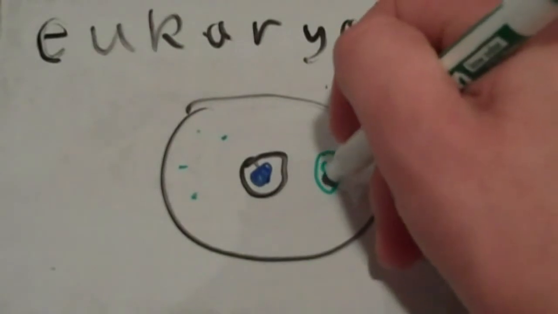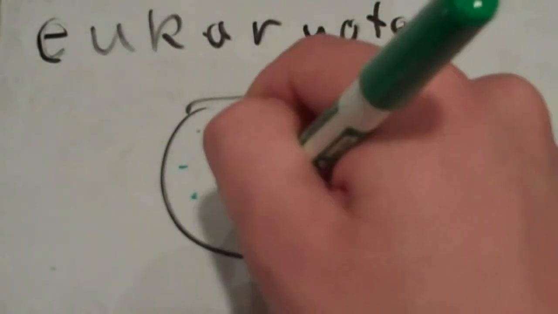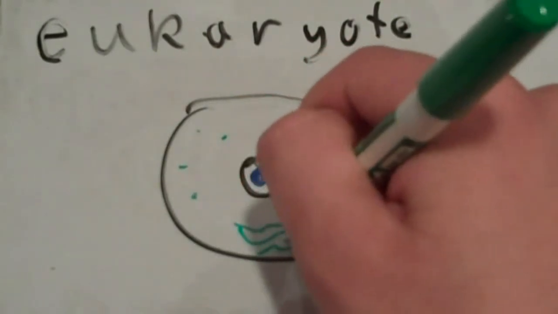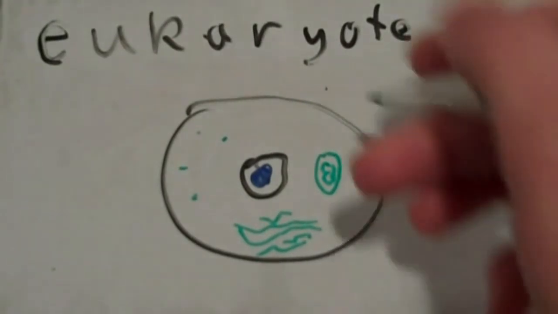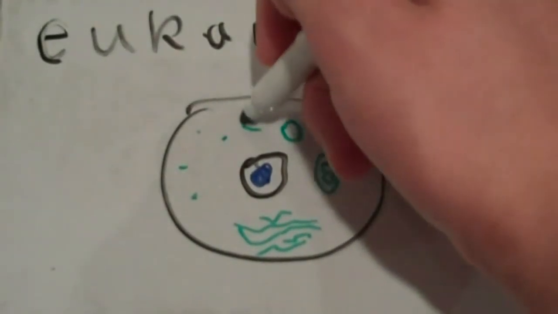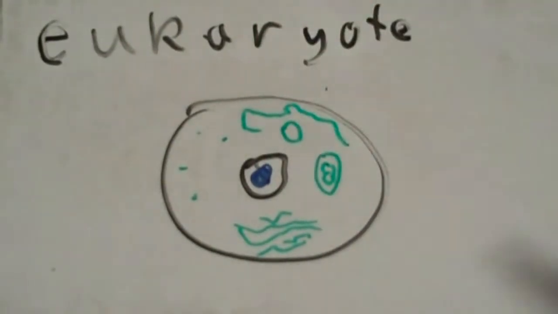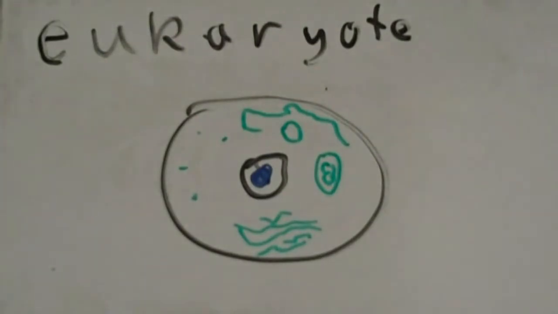And then here we have other organelles, which I'm drawing poorly. The mitochondria, the Golgi apparatus, it's kind of what it looks like, the lysosome, and then the endoplasmic reticulum, that long squiggly one.